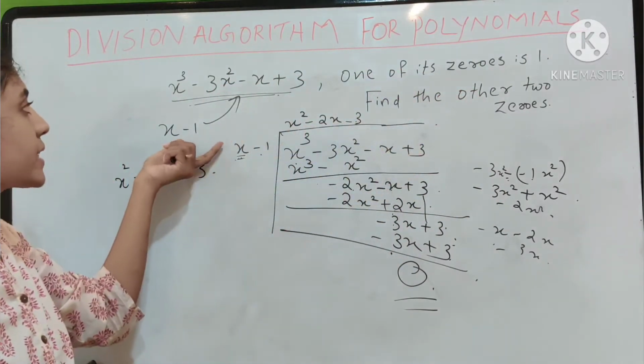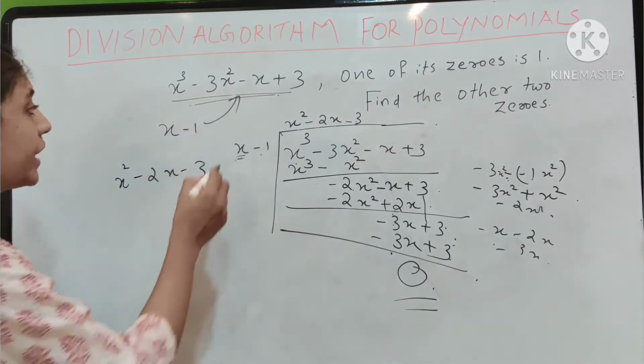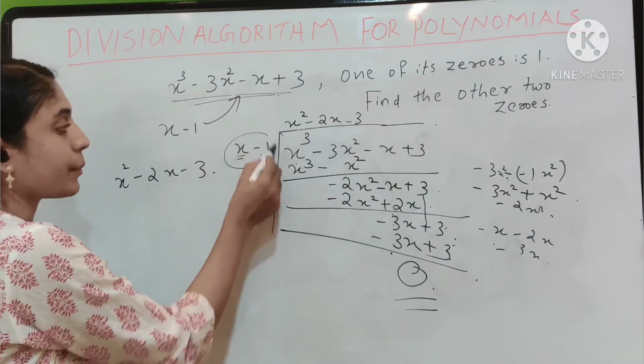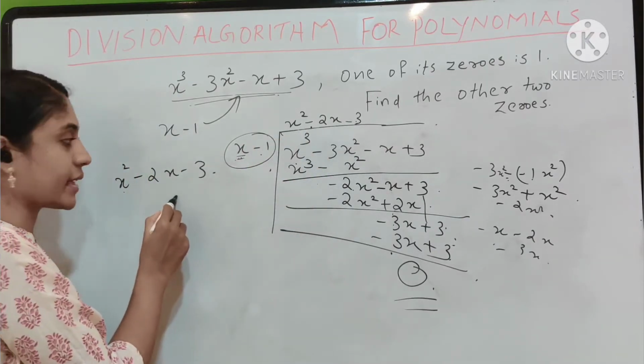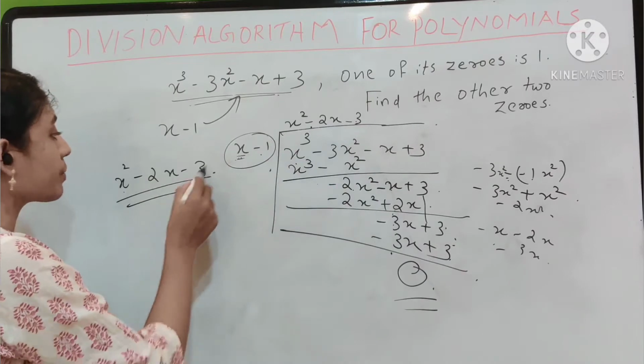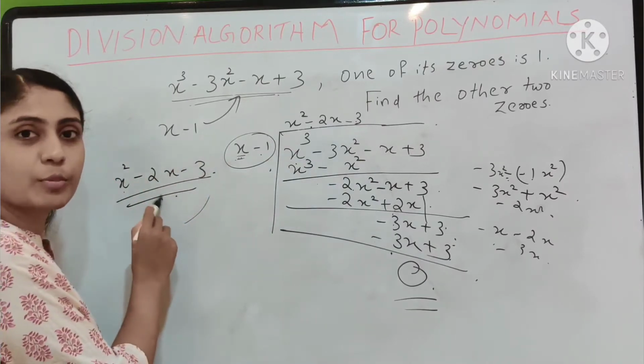That means x minus 1 is a factor of this polynomial. So we divide this polynomial by this factor x minus 1 so as to get the quotient x square minus 2x minus 3. Now we can find the other 2 zeros by splitting the middle term of this polynomial, right?